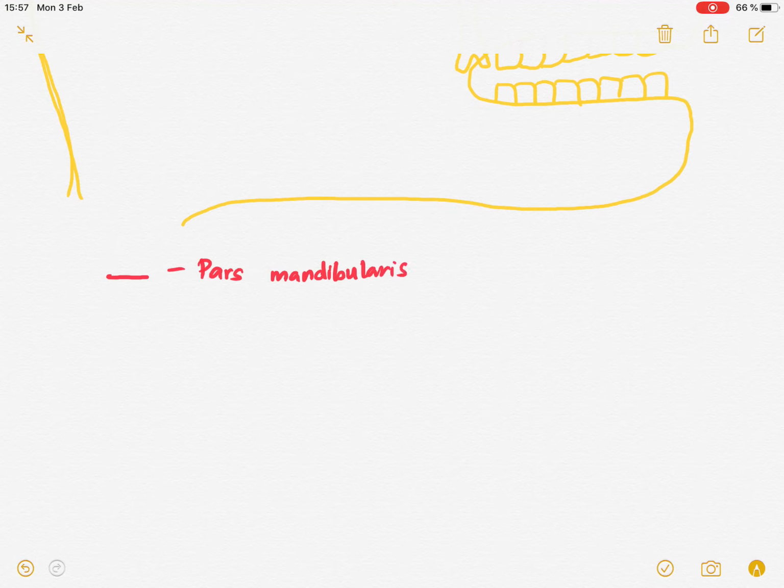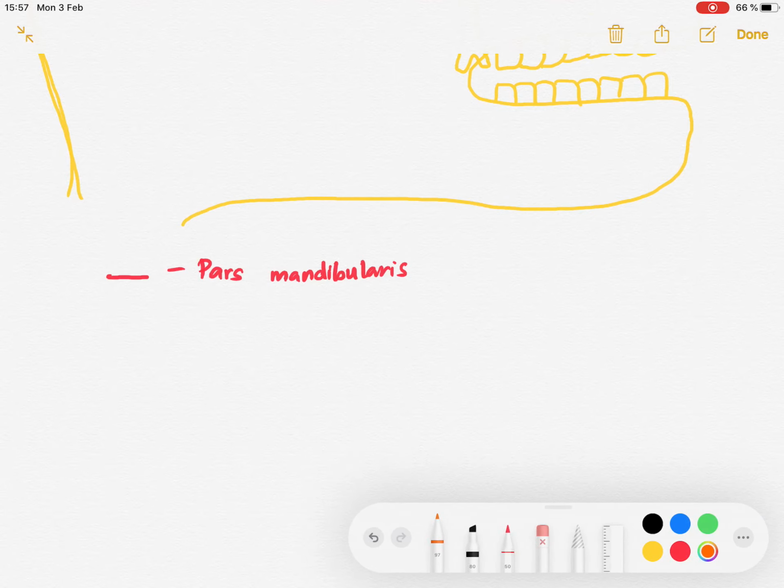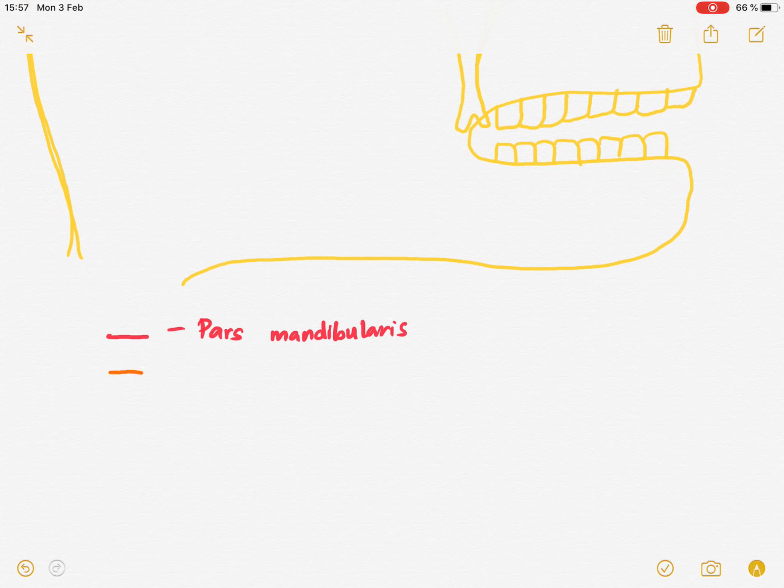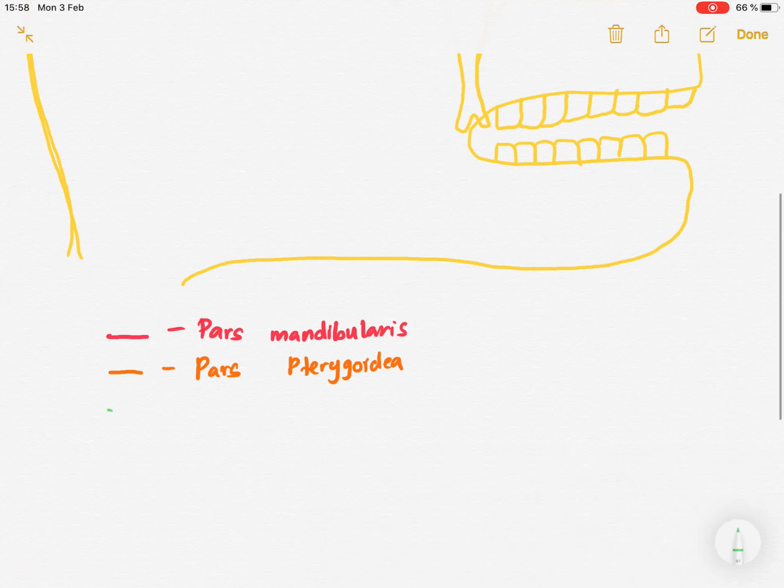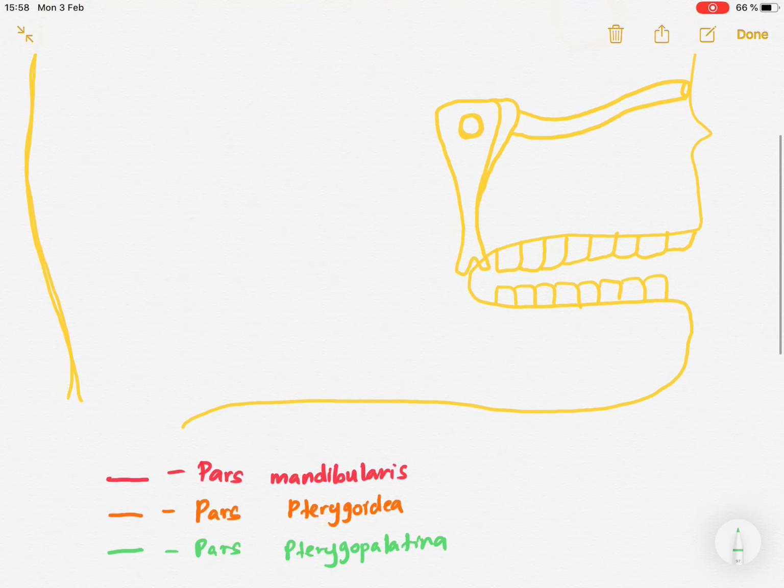This is pars mandibularis because it is lying behind the neck of the mandibula. And then the second part is, let me use orange color, and that will be pars pterygoidea. This is pars pterygoidea because it is located in the infratemporal fossa. And then we have pars pterygopalatina. From the word, of course, you can understand the meaning, because it is located in the pterygopalatine fossa.